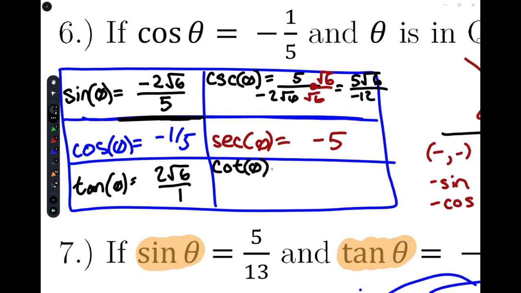Cotangent. 1 over 2 root 6. Multiply by root 6 over root 6, and you get root 6 over 12.